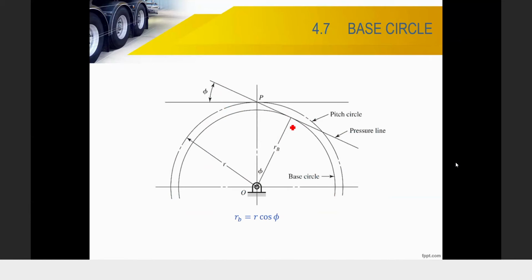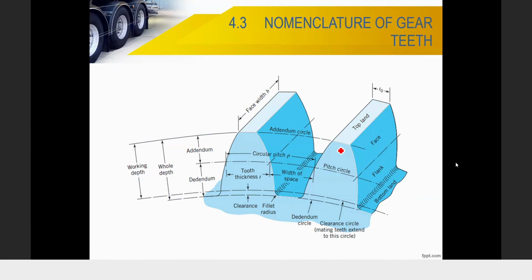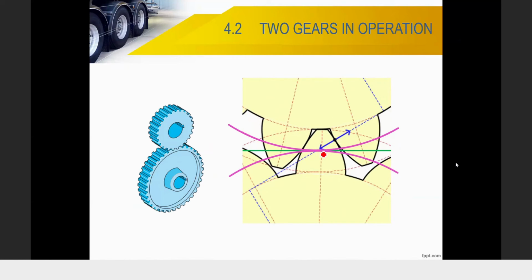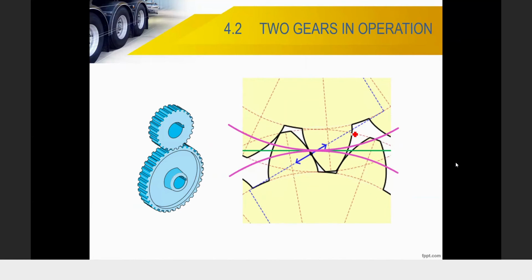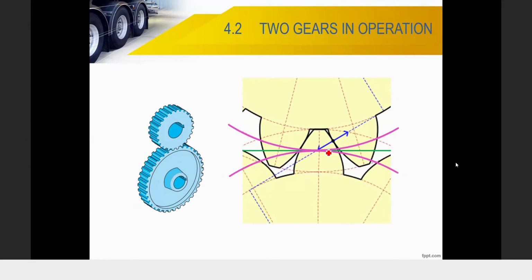Base circle. Okay. I want to tell you, if you see the dynamic animation just now, you see the line here? Can you see this line, the blue color line? Can you see, guys? Hello? Yes sir. That is what we call the pressure line.